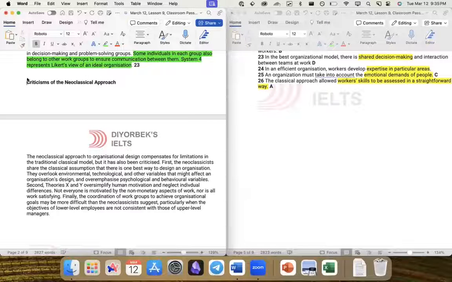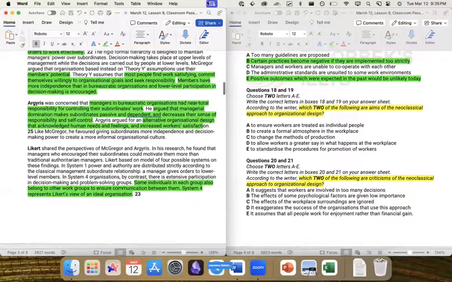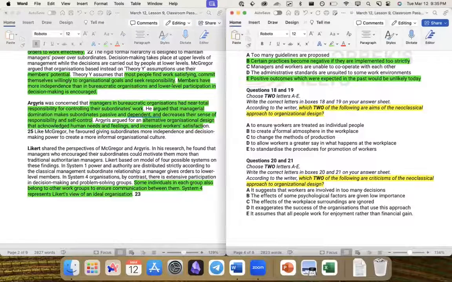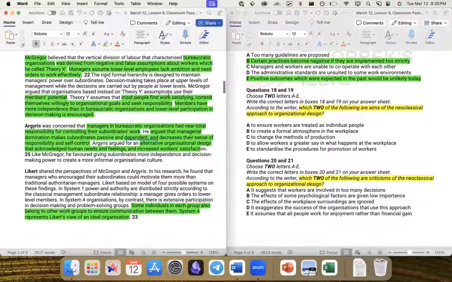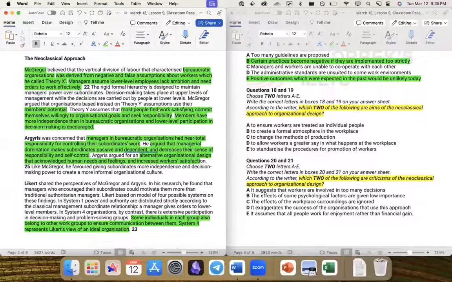So we first of all need to find the answers for 18 and 19. All right, let's go. Can you guys in the comments choose answers for them? I think it's easy, right? A and D, right?